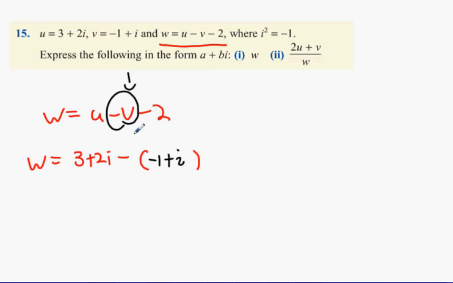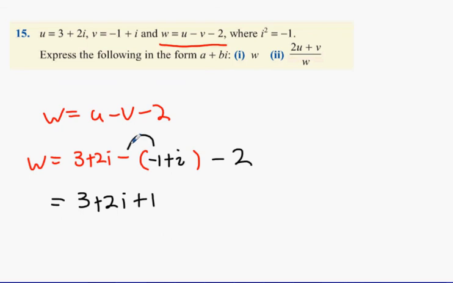If I'm designing a test, that's where I make people lose their marks. Minus a complex number works perfectly because everybody forgets the brackets, and when you forget the brackets you make a minus or a plus error. It takes 3 marks off 40% of people who do it. And then minus 2 at the end. 3 plus 2i minus minus 1 plus i, and then minus 2. 3 plus 1 is 4. 4 minus 2 is 2. 3i minus i is 2i. So W is 2 plus i.